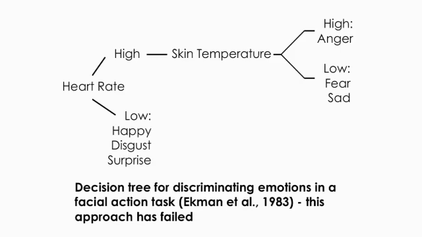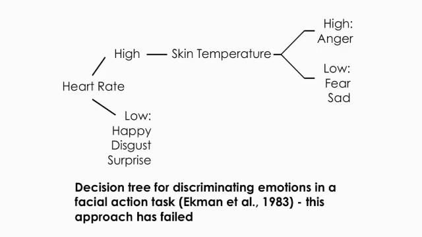That you could make a decision tree by looking at peripheral measures of physiology, but it never worked. It's never been strongly discriminating. People have not been able to find a physiological fingerprint for the emotion that you feel that's reasonably accurate.